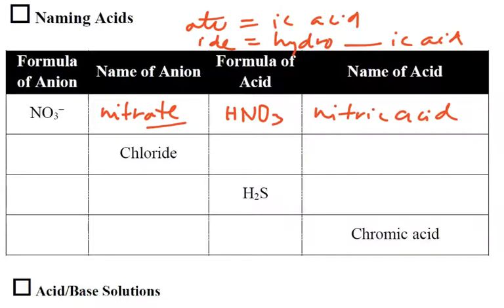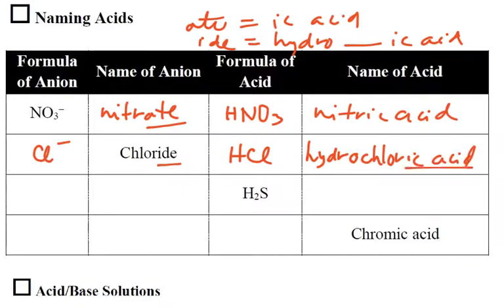Okay, chloride, we're supposed to know chloride is Cl minus, and since it's a -1, then we know we need to put one H with it, so HCl. And since it ends in ide, okay, it's going to be hydrochloric acid. Okay, so it's hydro-ic acid. This guy is ic acid, this is a hydro-ic acid.